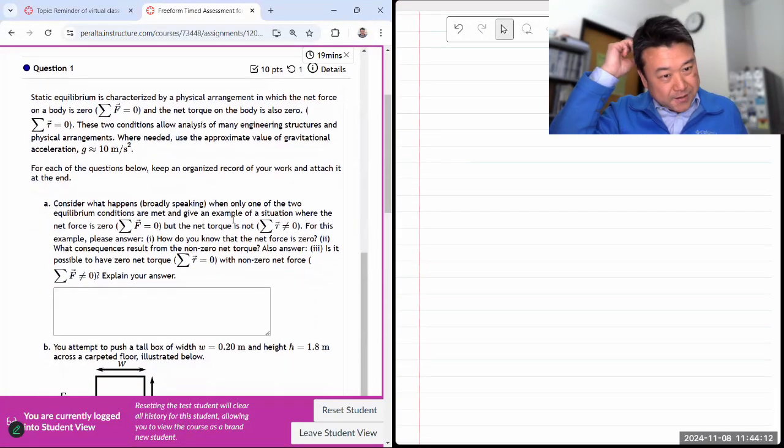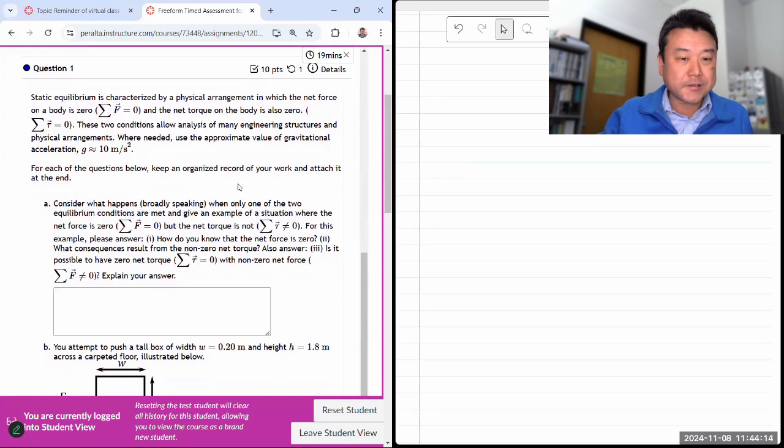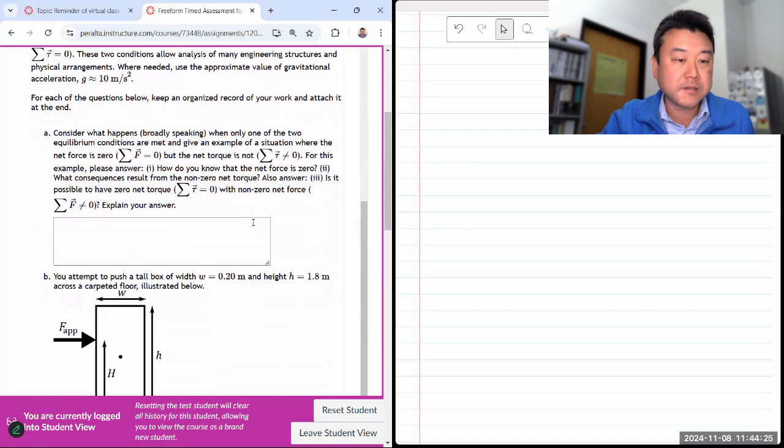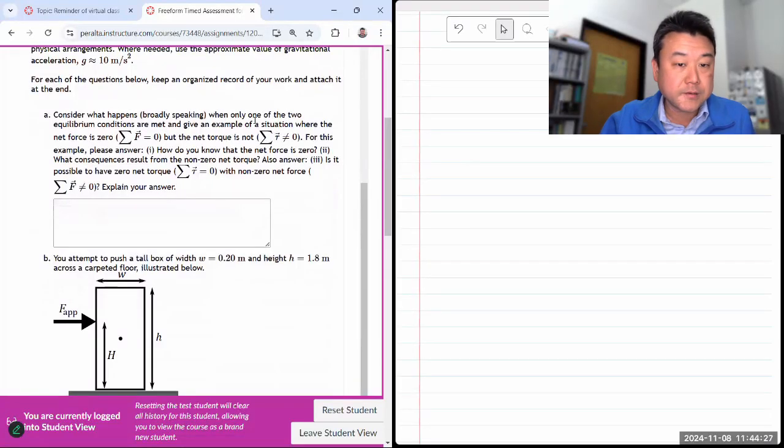So this is the question. It's giving us the static equilibrium condition. And then it's just going to be a question of basically multiple parts. So consider what happens when only one of the two equilibrium conditions are met. And for this, how do you know that the net force is 0?